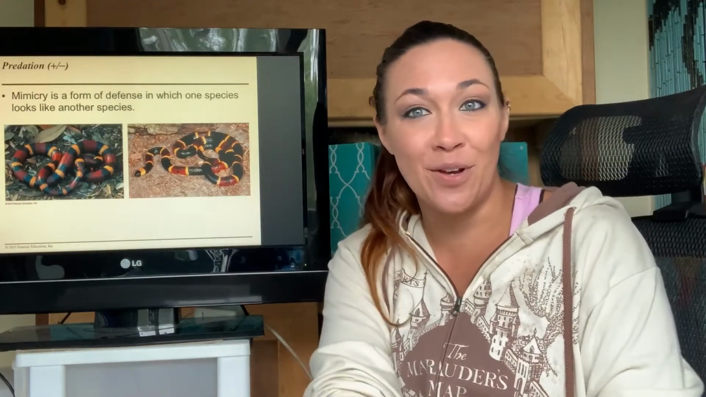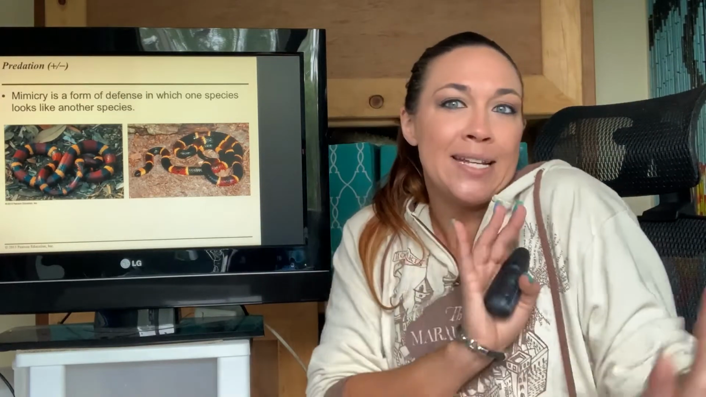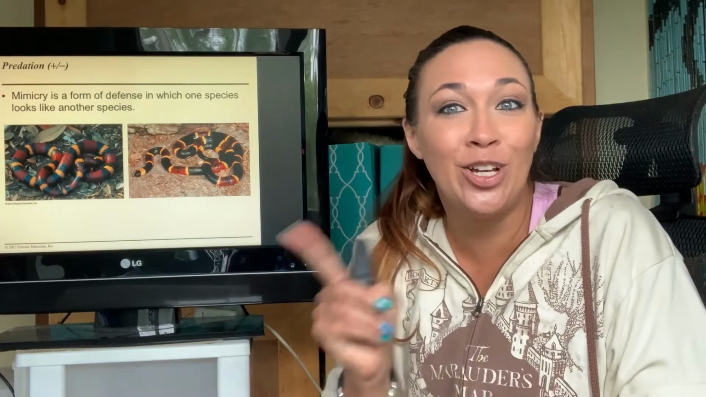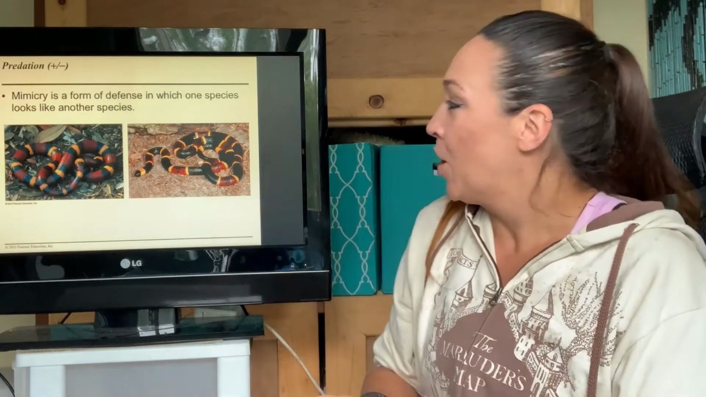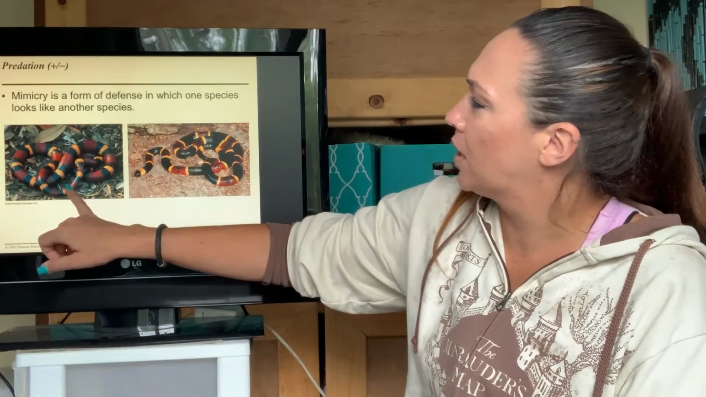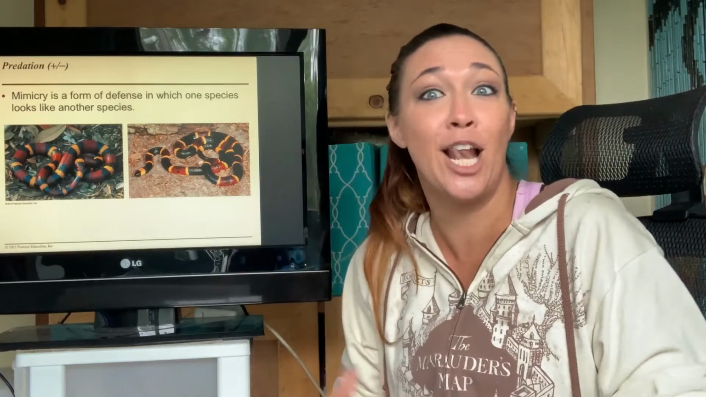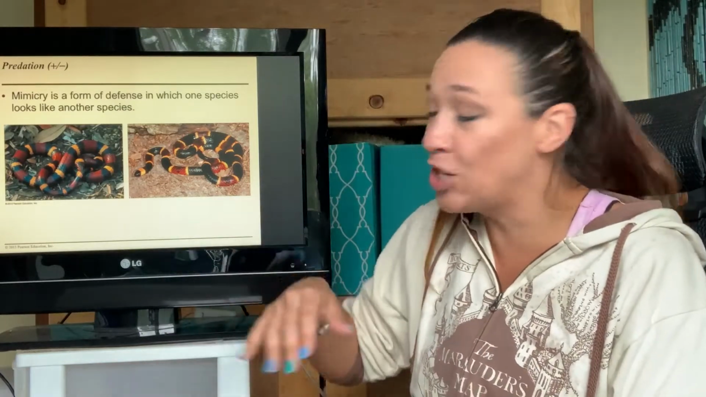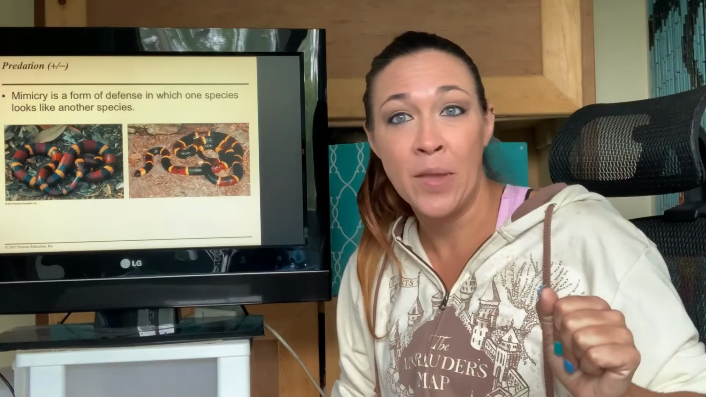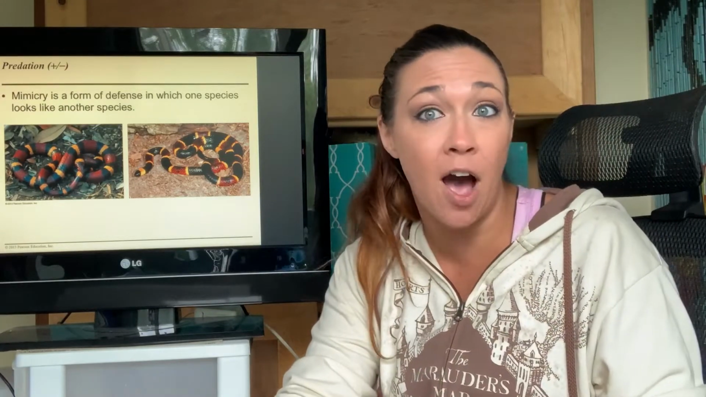Mimicry is another one of those. So this is another type of camouflage, but it's not so much I'm blending in with the background. It's I look like someone who's dangerous. Okay? So what we see right here is, I believe this is the dangerous one and this is the non-dangerous one. Or it's the other way around. I don't know because they look the same, right? Essentially, one of them is completely harmless, but the other one is venomous. So if it bites you, you will potentially die.